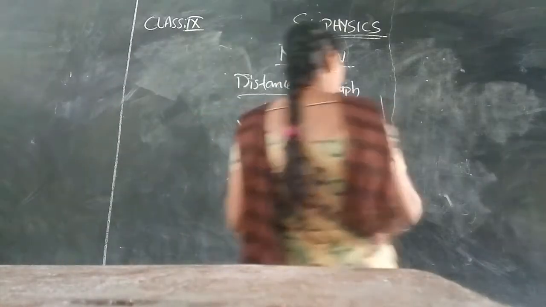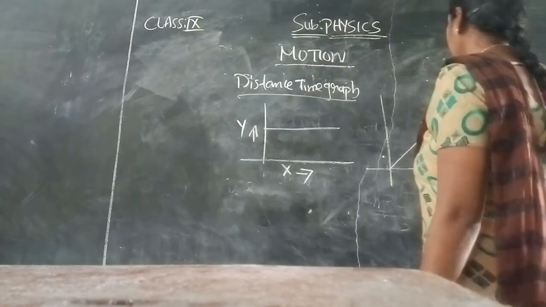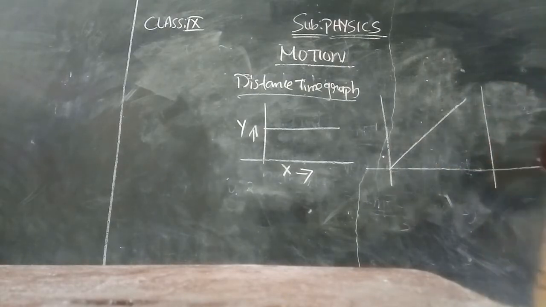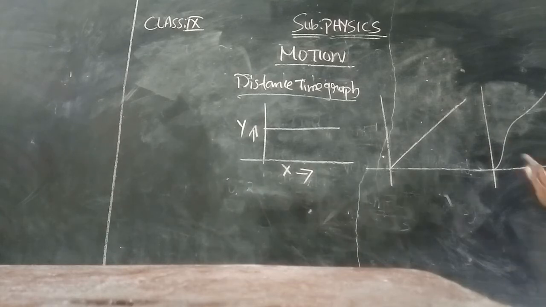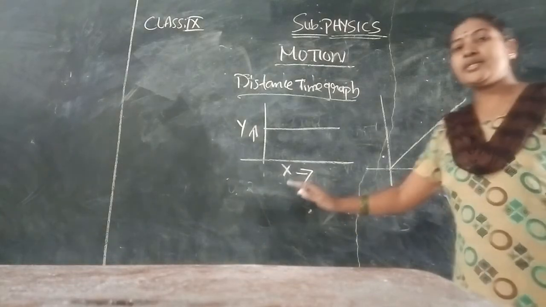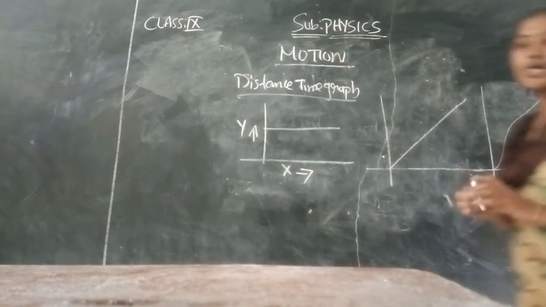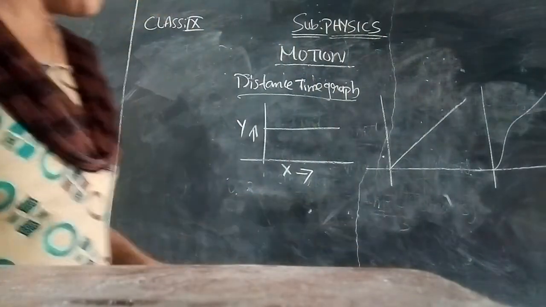The second one is when it is uniform motion, with the object maintaining uniform motion. The third one is when the object is not maintaining uniform motion, that is non-uniform motion. When the object is at rest, when the object is in uniform motion, when the object is in non-uniform motion, like that we have learned now.